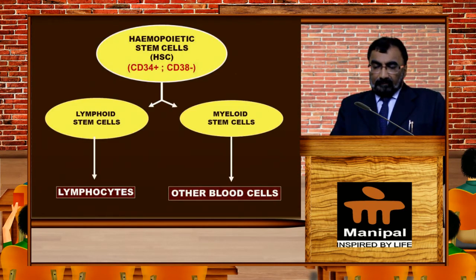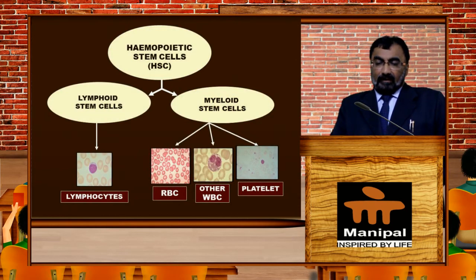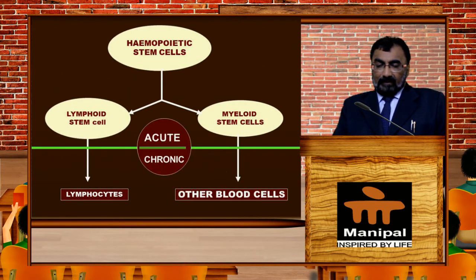If you see the normal hematopoietic cells, they are initially divided into the lymphoid stem cell series and the myeloid stem cell series. The lymphoid stem cell series forms lymphocytes, and the myeloid stem cell series forms RBCs, other WBCs and platelets. Whenever there is leukemia, there is a change in the lymphoid stem cell series leading to lymphoid leukemias, and changes in the myeloid stem cell series lead to the myeloid leukemias.